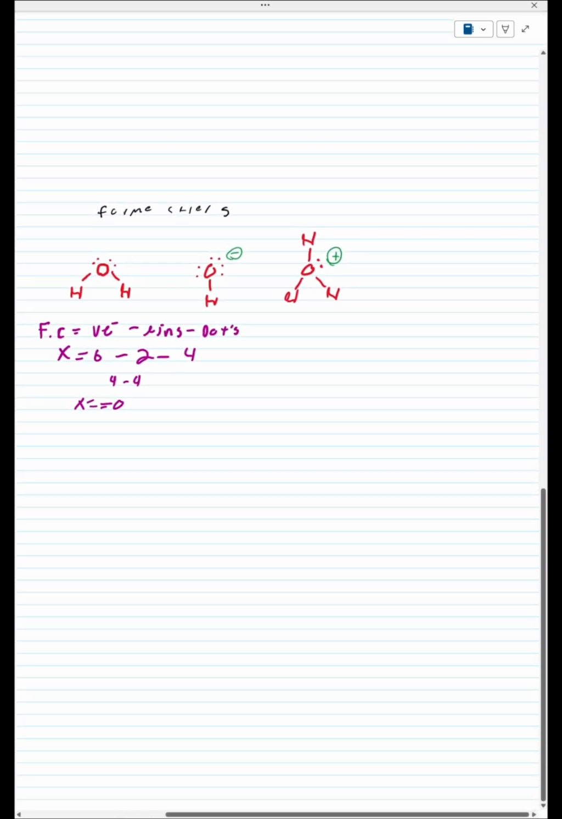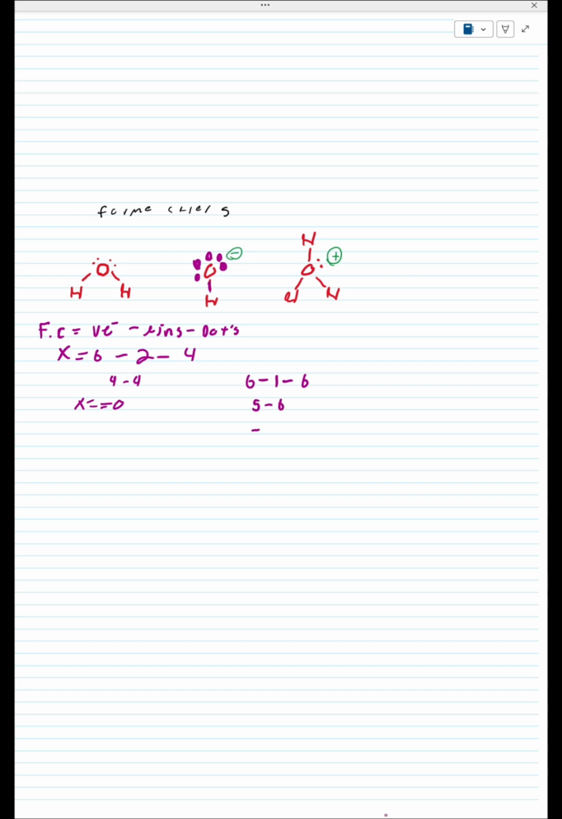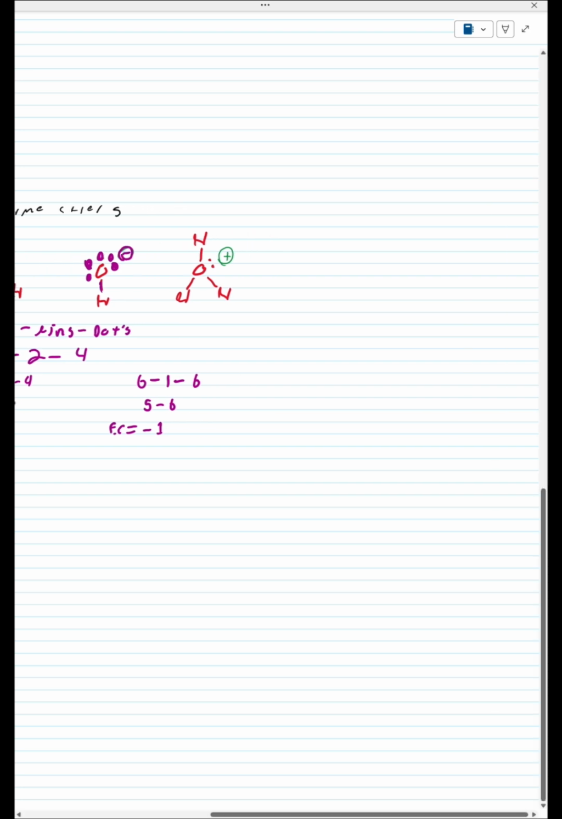Now looking at the next one, as discussed before, oxygen has 6. This one has 1 line. And then dots, 1, 2, 3, 4, 5, 6. So 6 minus 1 is 5. 5 minus 6 is -1. A formal charge of -1.